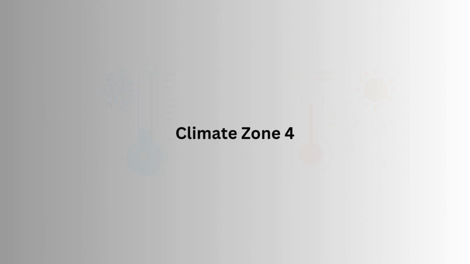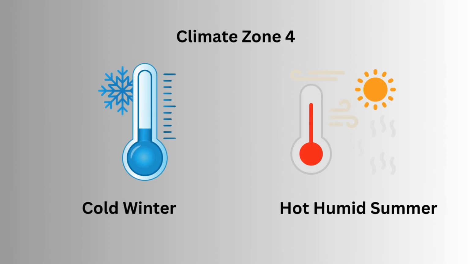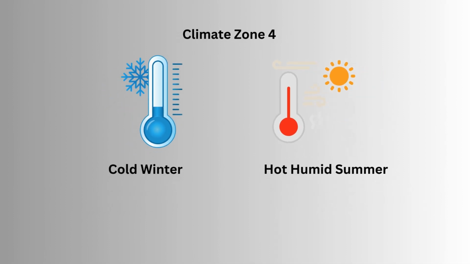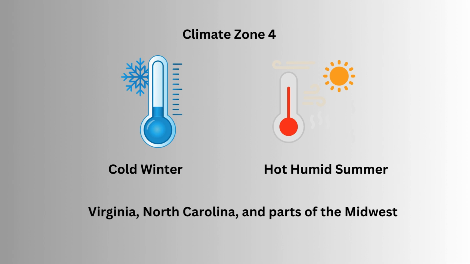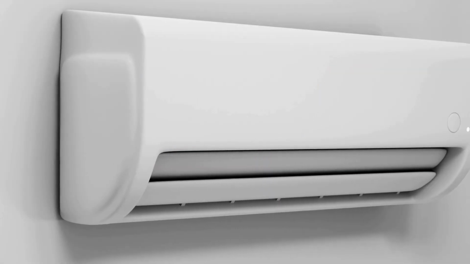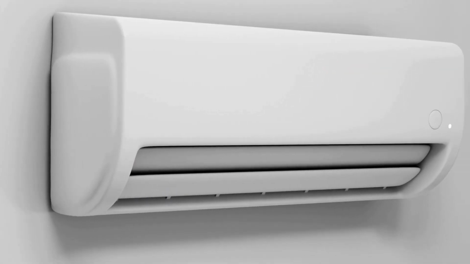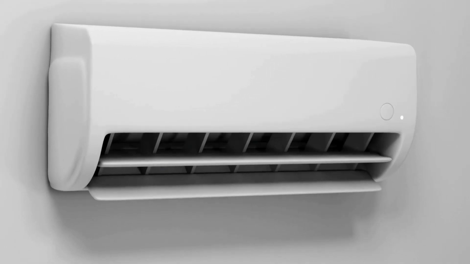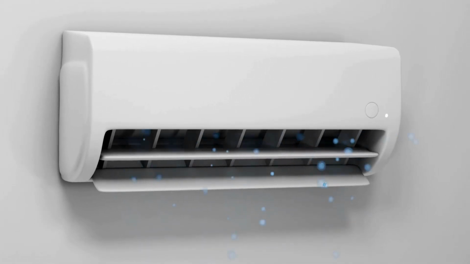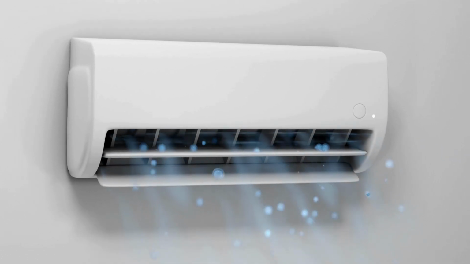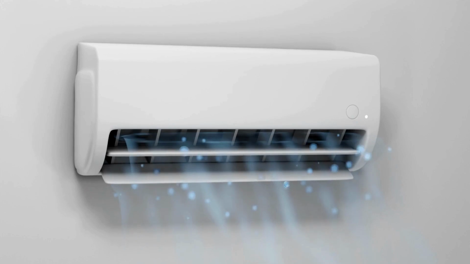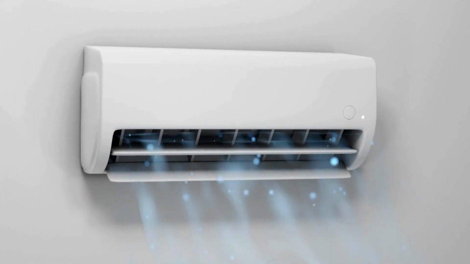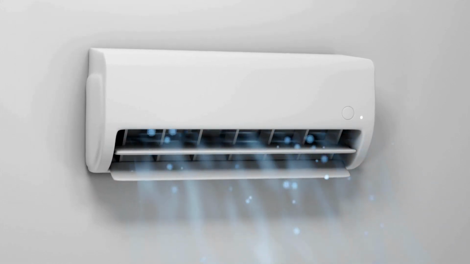In Climate Zone 4, it's a mix of cold winters and hot, humid summers, where it is more balanced compared to the hotter zones below. This zone includes Virginia, North Carolina, and parts of the Midwest. In terms of HVAC requirements, homes need both heating and cooling efficiency, and humidity control is important year-round. Insulation requirements are also a bit higher to maintain comfort year-round, and designs should balance both heat retention for the winter and cooling for the summer.